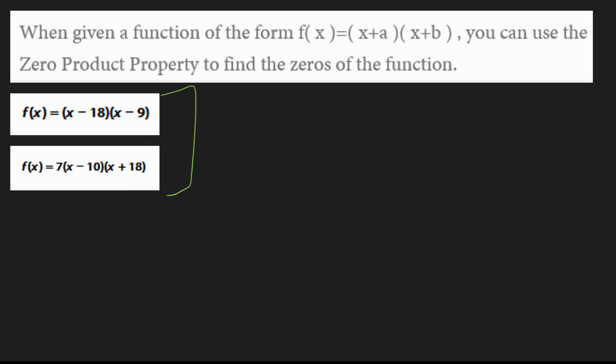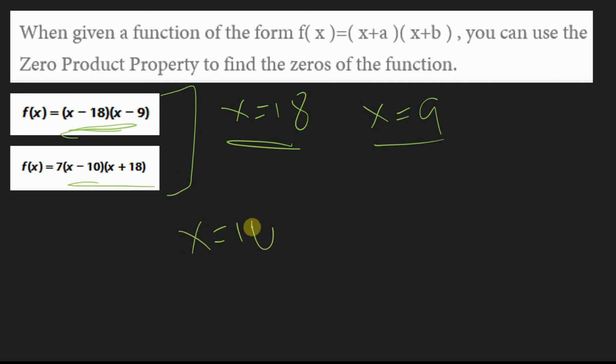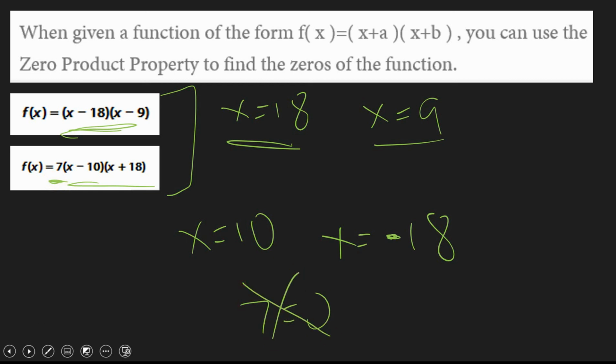So the first one is going to be x equals 18, and the second one is going to be x equals 9. Notice that both of them are positive because in the original problem, it was the opposite sign. So of course your x minus 18 equals 0, add 18 to both sides. That's how you got x equals positive 18, and the same thing for x equals 9. Here you should have gotten x equals positive 10 and x equals -18. It's a negative. And let me remind you that, of course, the 7 in this case does not matter, because when you write 7 equals 0, that's obviously not true. So you just pretty much ignore that.